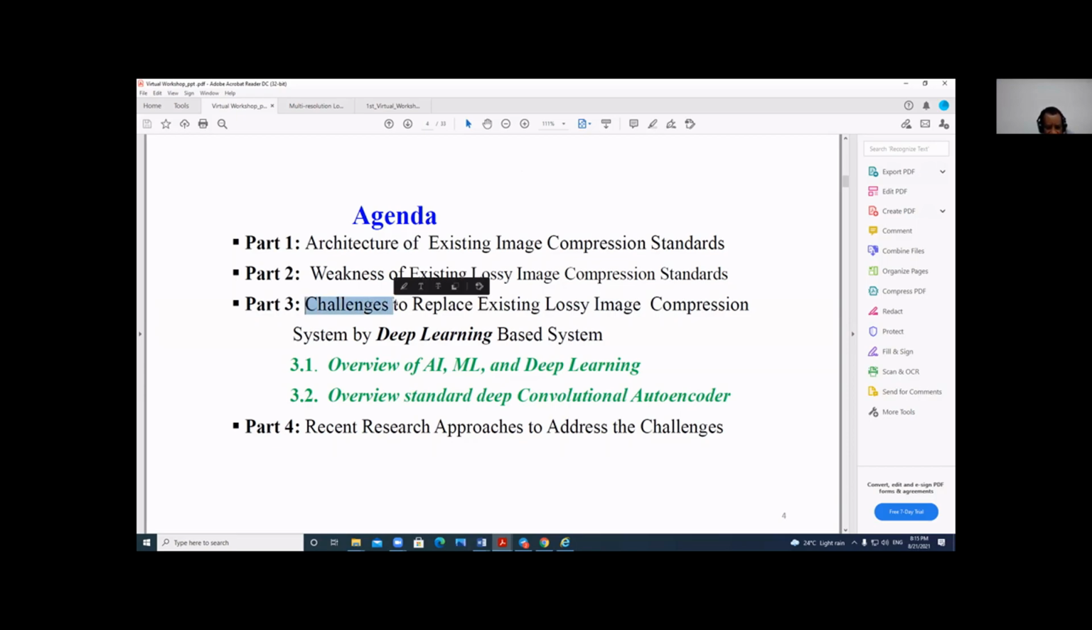We will see this challenge, but before that, we will have an overview of artificial intelligence, machine learning, and deep learning techniques, their similarities and differences. Since deep learning based image compression is based on convolutional autoencoder neural network architectures, there are so many types of architectures, but the convolutional autoencoder network is an appropriate architecture. And finally, even though there are challenges to develop image compression using deep learning techniques, there are some approaches or activities to address this challenge. So this is the last part.